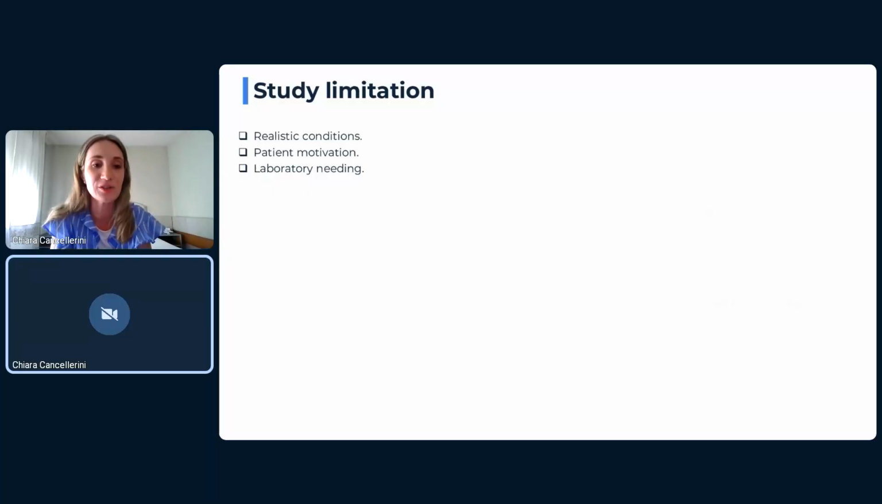Then we have to actually see the study limitations of the use of microsampling regarding realistic conditions. So who supervises the sampling at home? We cannot see and we cannot call the patient for every step, because it's not possible in the real world, of course.